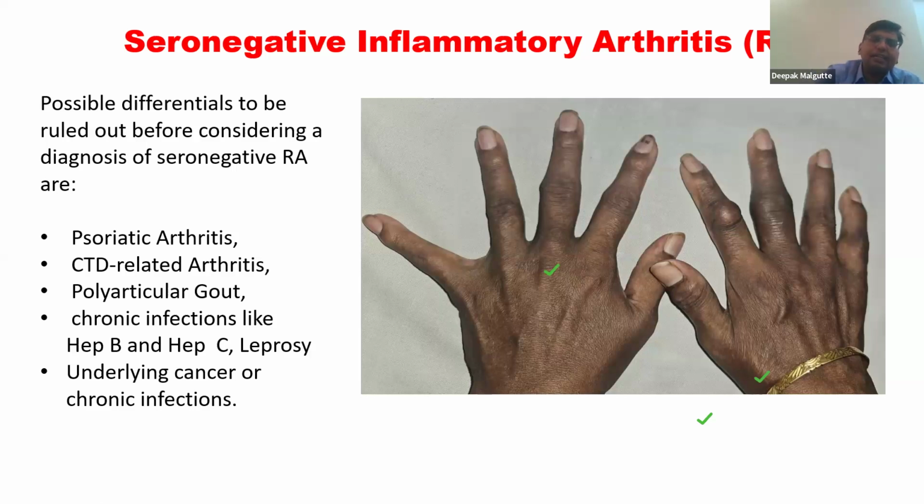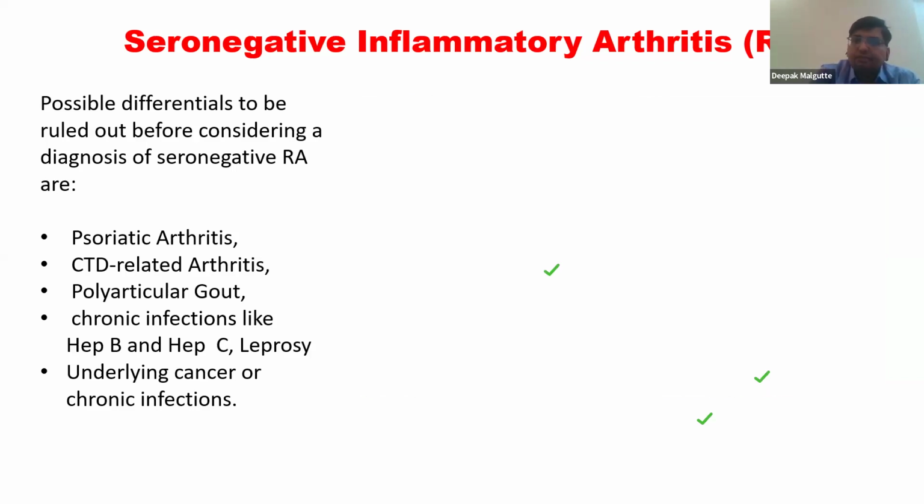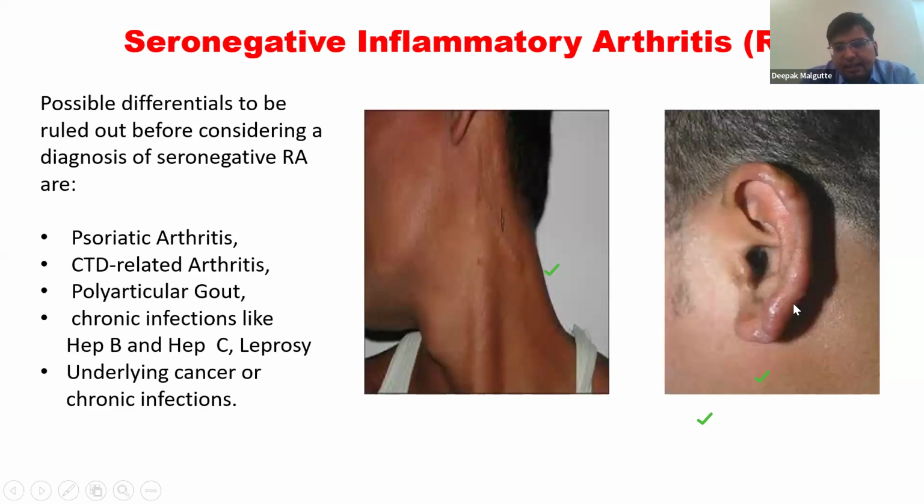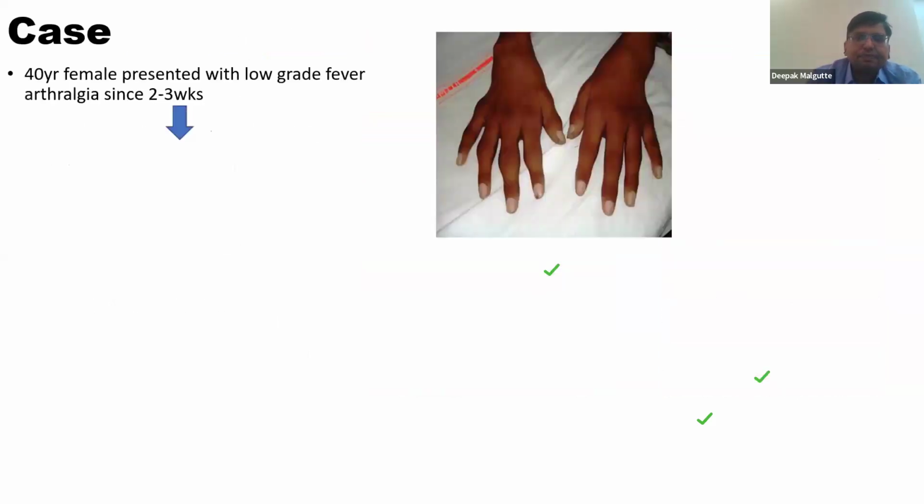And sometimes chronic infections like hepatitis B and hepatitis C can lead to seronegative arthritis. And then there is one important mimic, leprosy, where you can see here a patient who has a polyarthritis, and here you can see nerve enlargement and ear lobule infiltration. So always look for these chronic infections, and even sometimes malignancy can mimic rheumatoid arthritis.